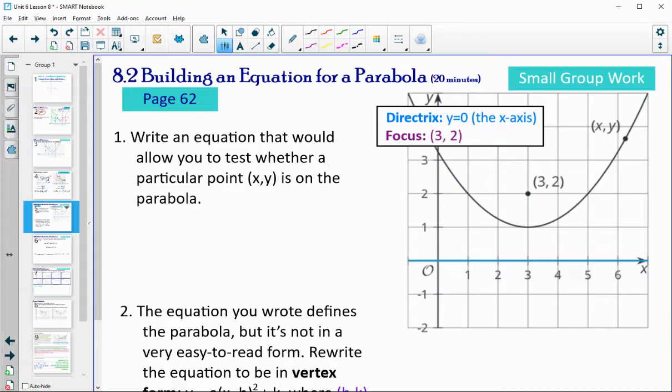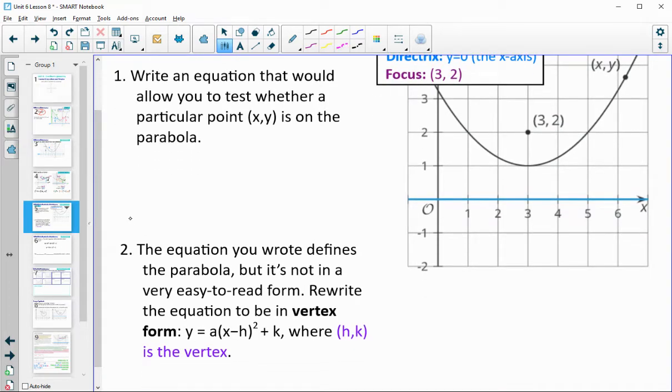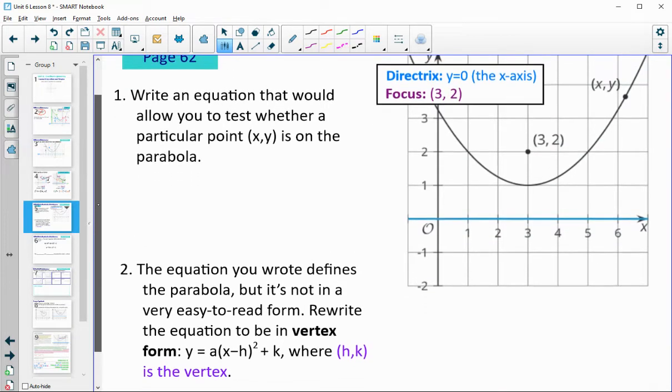So then let's take a look at this one. So now write an equation that would allow you to test whether or not a point is on that parabola. So go ahead and write that equation. And then we'll talk about rewriting it in a different form as well.